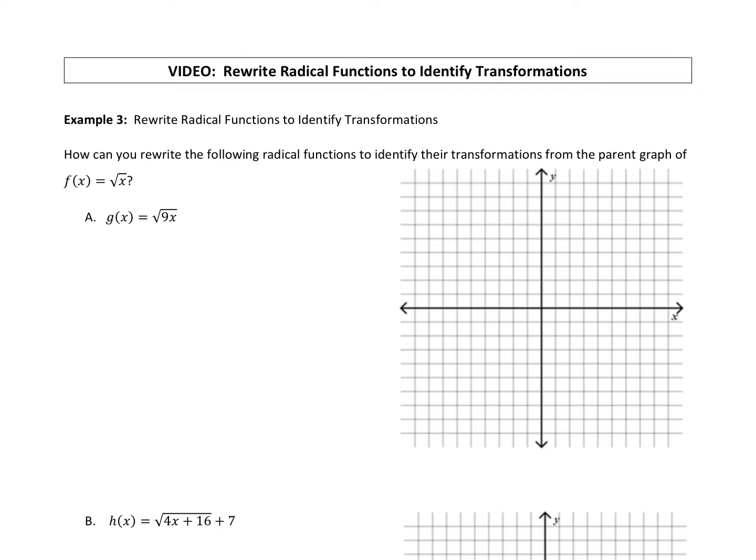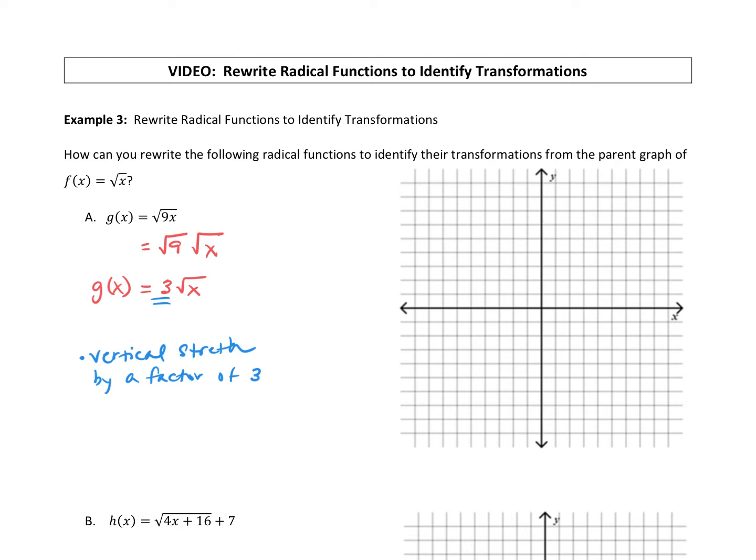So this g of x equals the square root of 9x. So what we can do with this is we can say the square root of 9 times the square root of x, because that 9 is a perfect square, and we get 3 times the square root of x. How that helps us out is now we can see, oh, we have a vertical transformation. And it's going to be a vertical stretch by a factor of 3. There's no horizontal translation or vertical translation. We just have the vertical stretch.